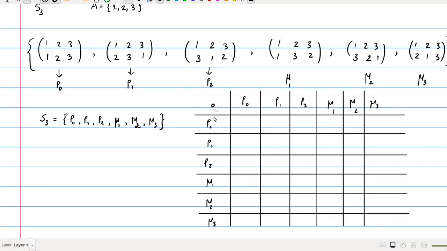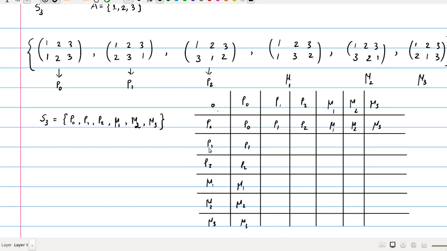When you operate rho naught and rho naught, we get rho naught, because we know that rho naught is the identity element. So when we operate any of these elements with rho naught, we get those elements themselves. That is rho naught, rho 1, rho 2, mu1, mu2 and mu3. Here we have rho 1, rho 2, because rho 2 rho naught is rho 2 itself, mu1, mu2, mu3. This is because rho naught acts as identity in this group.